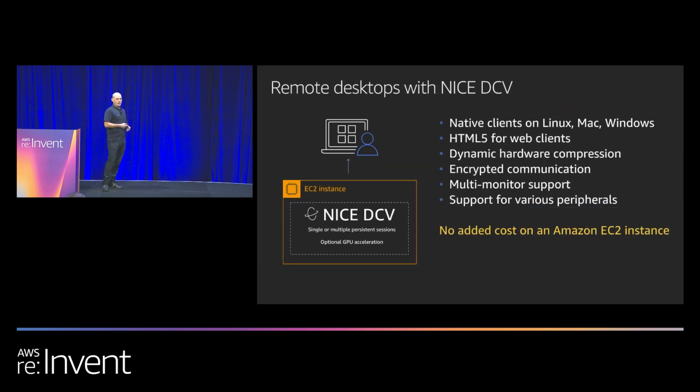And then a quick call out here for NICE DCV for remote desktop simulation. The biggest thing here is that it is included on AWS. So this is very similar to NoMachine or VNC or any kind of remote desktop software that's out there. But if you're running on AWS, it's included. So all you're doing is paying for the underlying EC2 instance that DCV is running on.